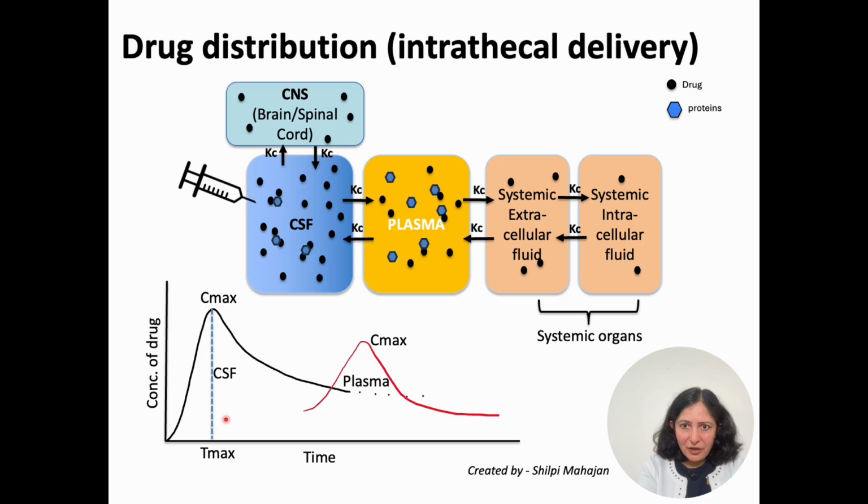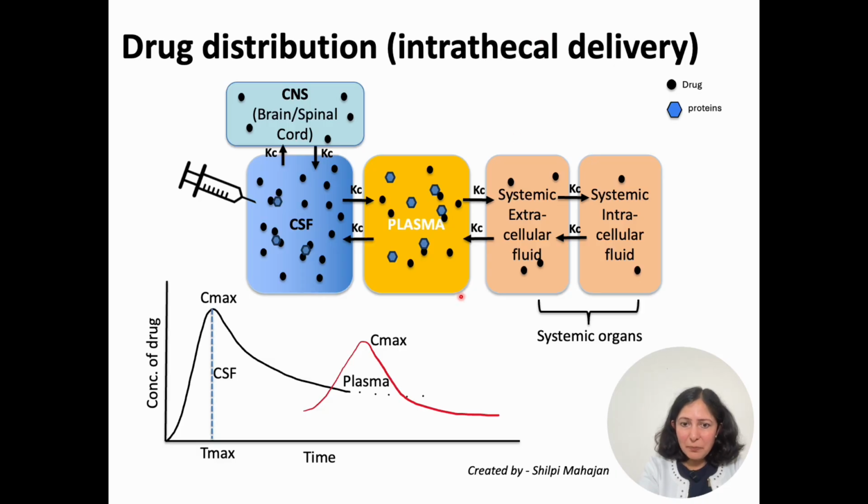As shown in the PK graph, the drug concentration rises in the CSF. It reaches a peak value called Cmax at an earlier time point, Tmax. The concentration then falls as the drug gets distributed into the brain and spinal cord, or it gets cleared from the CSF. Some of the drug also distributes to the plasma compartment, and then it moves to the systemic extravascular fluid and the intracellular fluid depending on the property of the drug.